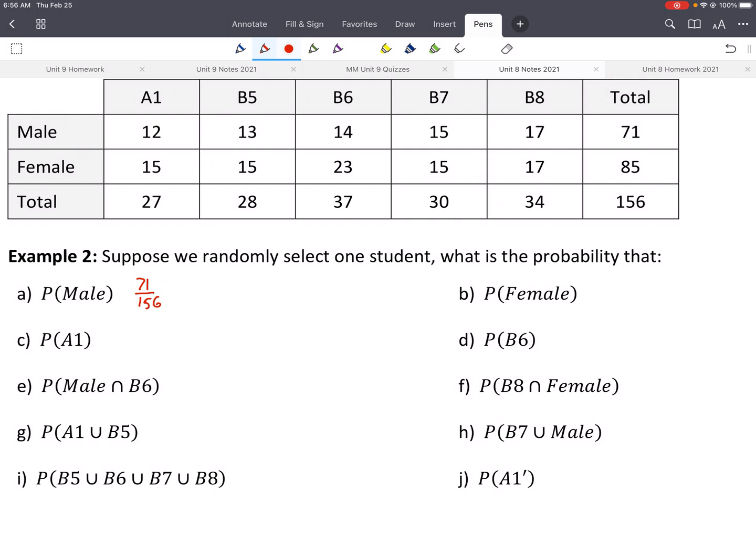What's the probability of me randomly picking an A1 student? So how many A1 students are there? There's 27. That's what we want to pick from, and the total number of students is 156.